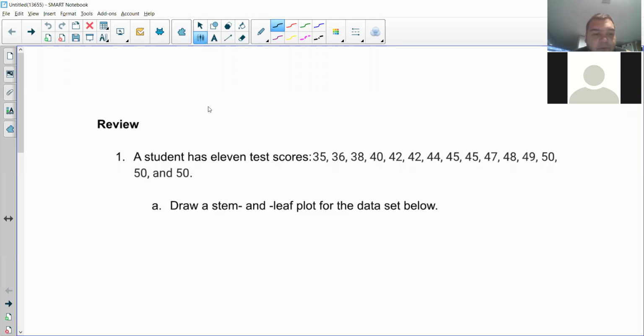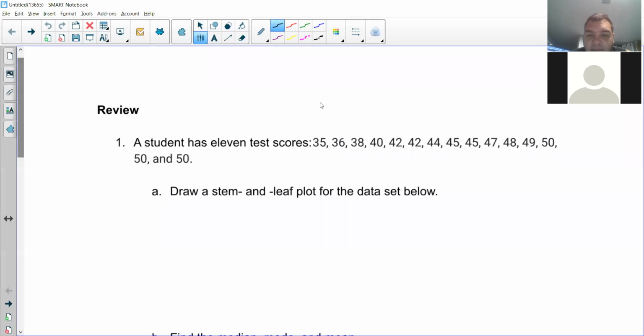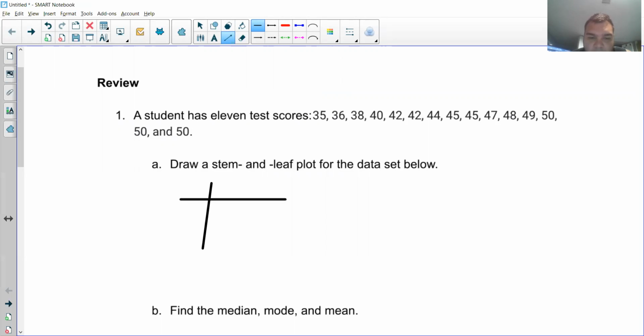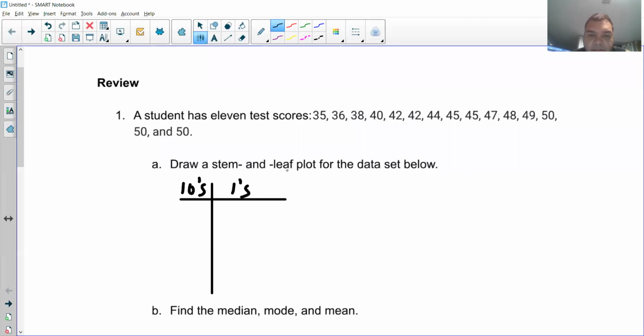So let's start off with the first one. A student has 11 test scores, and these are the test scores. We're going to first make a stem and leaf plot. Now, a stem and leaf plot, I don't remember if we did this in class, but it's very easy. You want to start off by making a little cross section here. And then in this place, you're going to put the tens. So this is going to be the tens digit. And this place is going to be the ones digit.